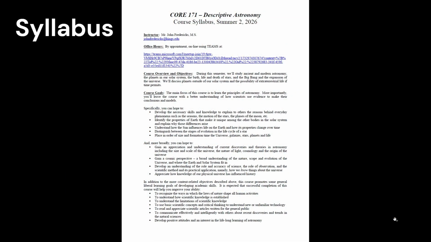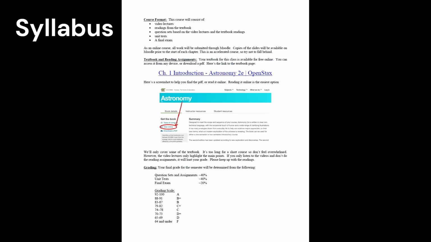Here's the syllabus for the course. So you can see there's my name and there's my email, which is the primary way you're going to get in contact with me. And I will show you Teams in just a few minutes to show you how we can do any office hours if necessary. Now, the course overview and the course goals, those are mostly for the department, so we'll skip ahead on those. You can read them in your own time.